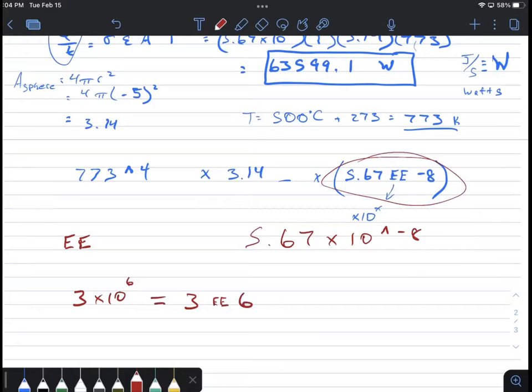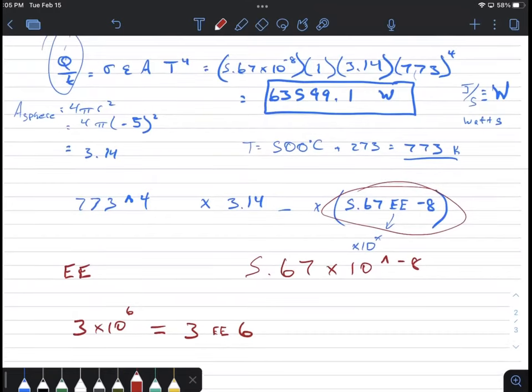Okay, so when I did this in my calculator, all I did physically was I did this step first, 773, and then a little caret symbol 4, and that means 773 to the fourth power. Then I push enter. I now have the answer on my calculator. Then I push times, so it takes that answer, multiplies it by 3.14. Then I get an answer, and then I say times, and then I write this 5.67 EE minus 8, and I get an answer. And that should give you this 63.